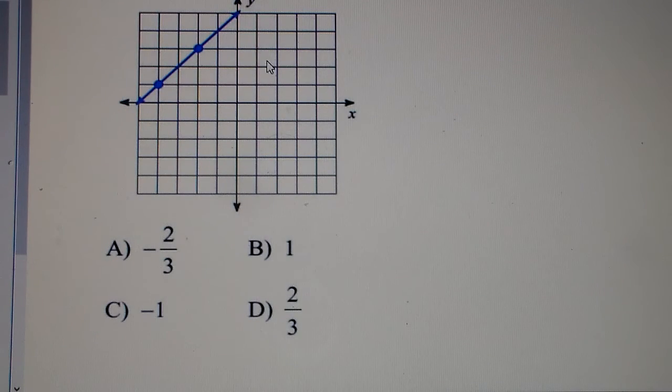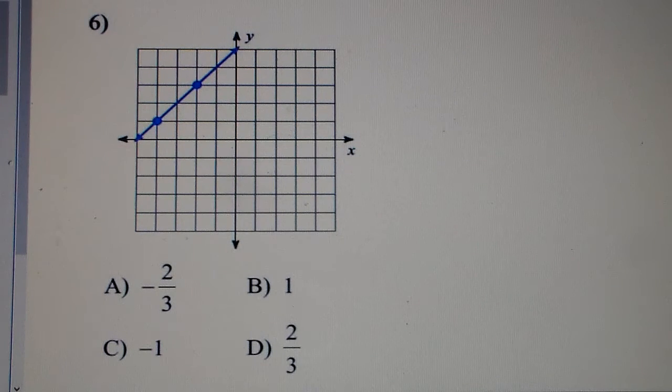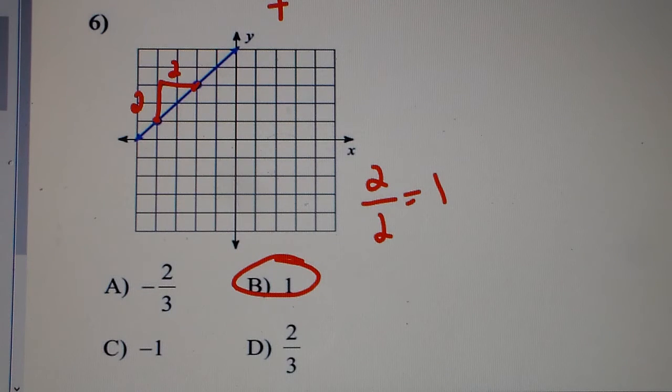Looking at number 6 here. First, why don't you try that on your own? See if you could do it on your own by hitting the pause button. Alright. Now I'll go over the answer. Those are your two dots. You go up 2, to the right 2. So 2, 2. Since the dot on the right's higher, we know it's a positive slope. So it'll be 2 over 2. 2 over 2 simplifies down to 1. So our slope is 1.